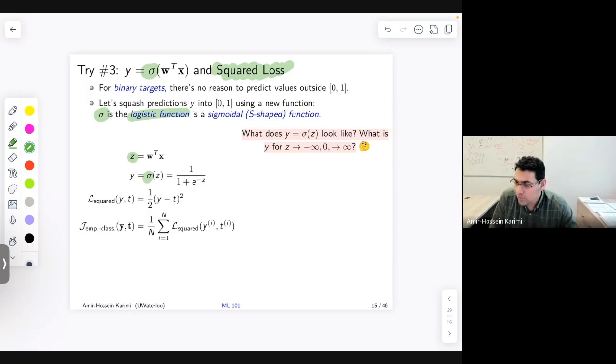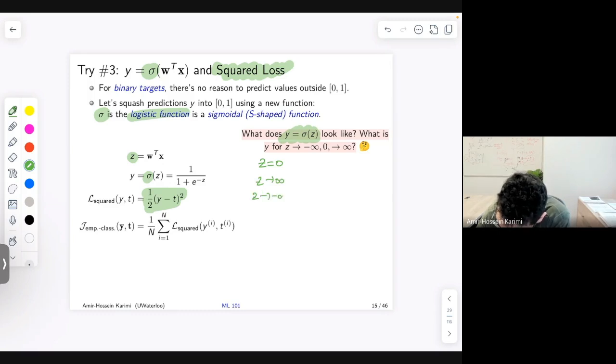We're going to perform the same two-step process. I'm going to do regression, and then once I have the weights, I'm going to use that for classification. Yes, again, two-step process. So what does Y is equal to sigma of Z look like? Let's try to just guesstimate the shape of the plot. So let's say that I have Z is equal to 0, Z is going to positive infinity, and Z is going to negative infinity. What are the values of Y? Start with the easy case. What is the value of Y for Z equals 0?